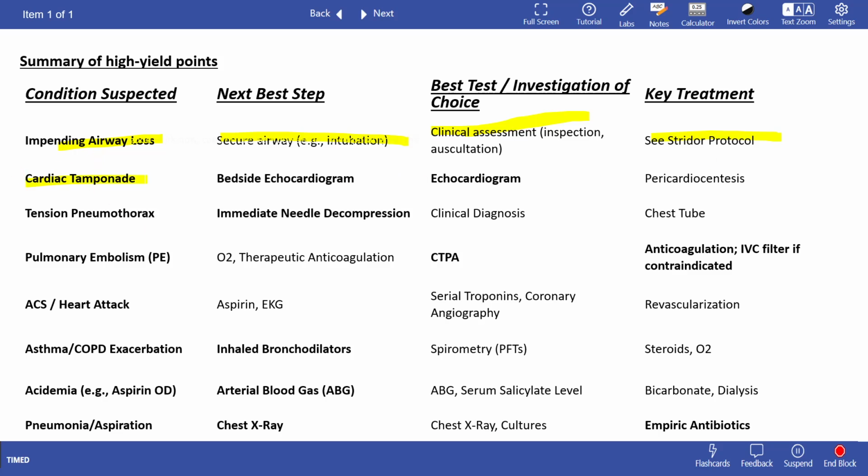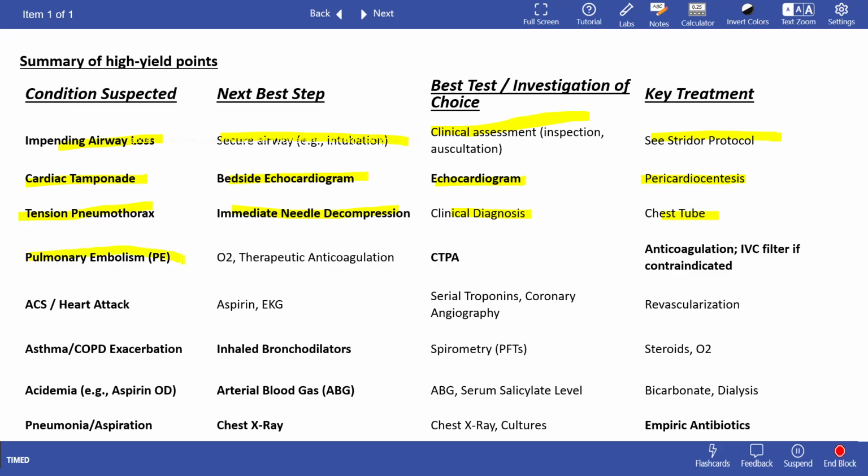If it is cardiac tamponade, then the next best step is bedside echo. The best test would be echo. Again, pericardiocentesis is the treatment in an emergency condition. If it is tension pneumothorax, we go for immediate needle decompression. This is a clinical diagnosis. Chest tube is the treatment. First, we do needle decompression and then we go for chest tube.